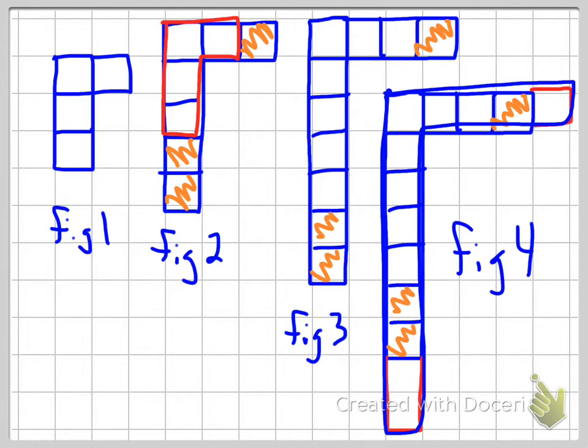Following that same pattern, if each previous shape meant that we took 2 off of the bottom and 1 off the side, working backwards, that means from figure 1, I would take 2 off of here and 1 off the right side, meaning that figure 0 is going to only have 1 tile.